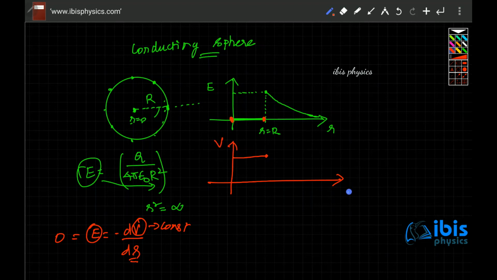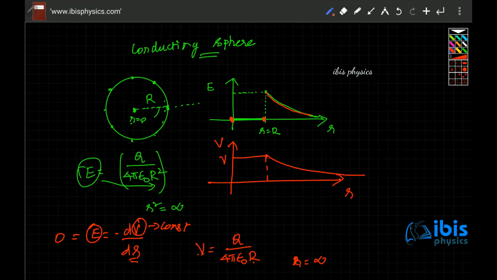Here it is V, the distance is r. At the surface, the value of the electric potential is equal to q by 4 pi epsilon naught r. So this value is V equal to q by 4 pi epsilon naught r. After that, as you move away from the sphere, the potential is inversely proportional to r. The electric field graph falls very rapidly, this falls very slowly. And finally it will reach infinity. It will reach the x-axis only when r is equal to infinity, because V is inversely proportional to r. Only when the distance r is infinity, V also becomes 0.